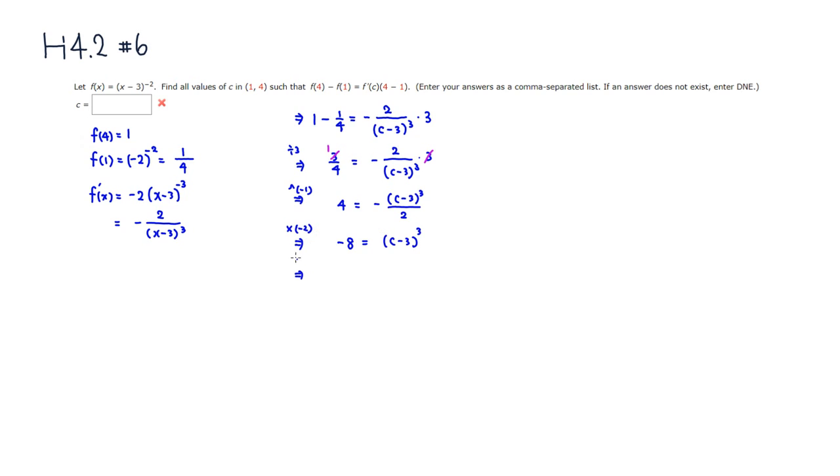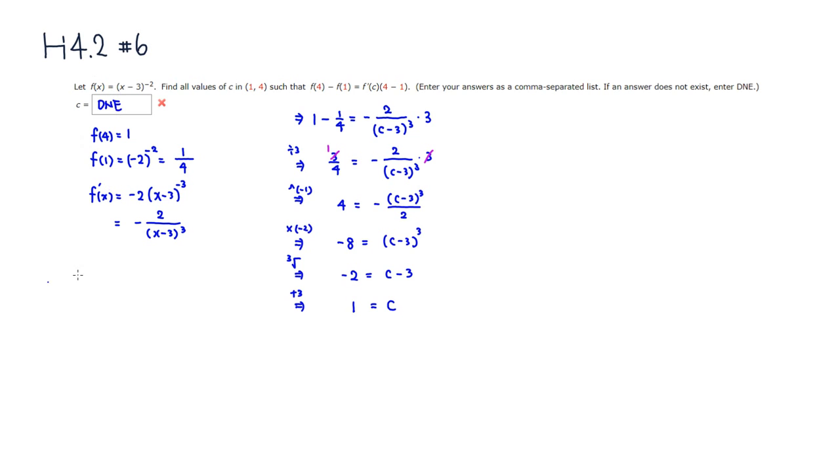Then we take the cube root of both sides. The cube root of negative 8 is negative 2, and this is equal to c minus 3. Then we simply add 3 to both sides, so we have 1. The only problem with this c value is that we're supposed to get a value strictly between 1 and 4. We actually got 1, which means that the c value does not exist.